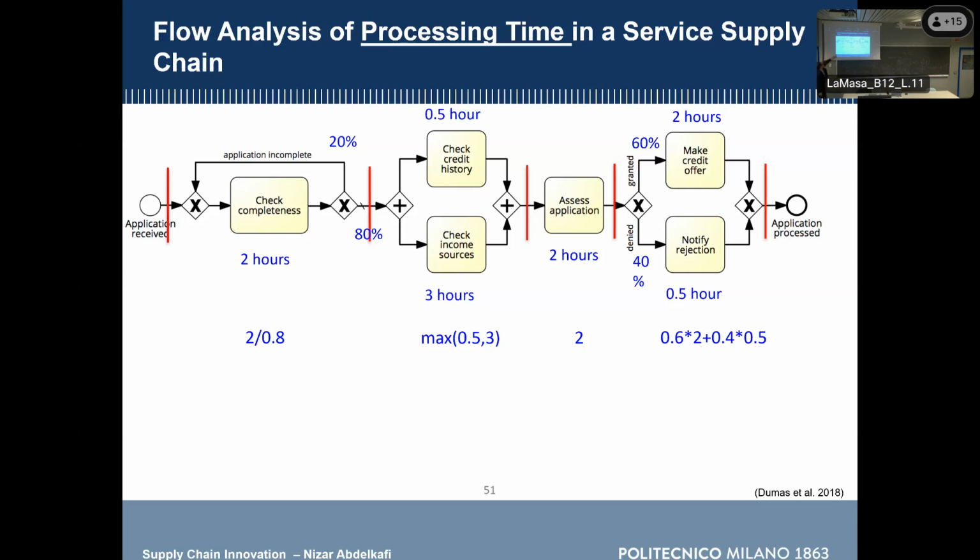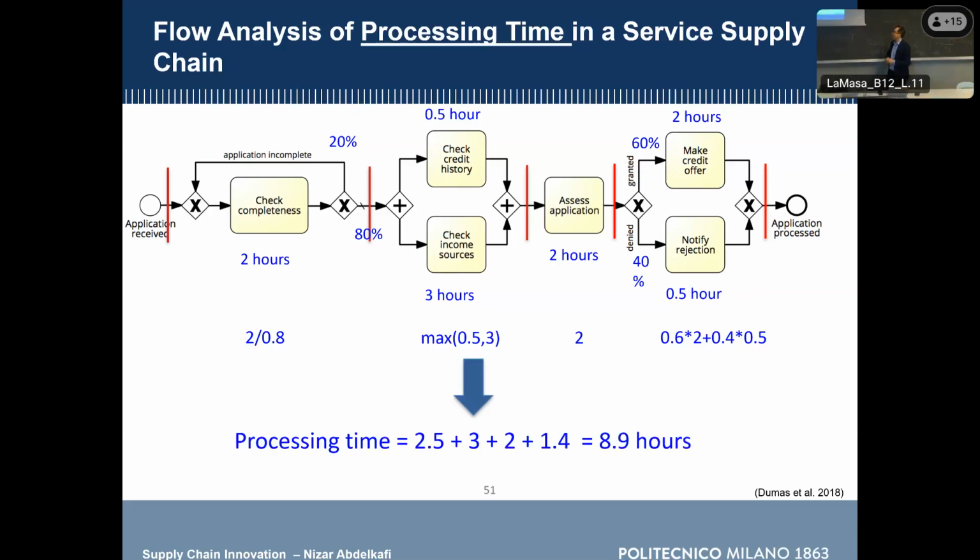Now, check credit history and check income sources. So 3 hours, 0.5 hours. So this is the processing time. The assessment of application is 2 hours. And then we have 2 hours and 0.5 hours for make credit offer and notify rejection. We can use the same formulas as I told you. So it's the same thing. And then we can find that processing time is equal to 8.9 hours.